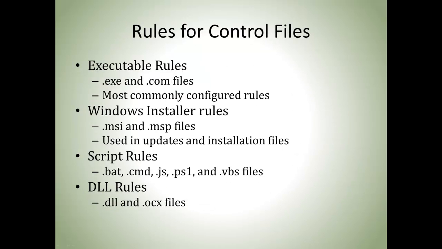Now just to touch on some of the rules for controlling files in Applocker. The first is an executable rule. This controls the .exe and .com files. This is obviously the most commonly configured rule because it controls most of the programs you're going to run on a computer. Most of those are going to have .exe or .com files that are going to be the programs that run. You also have Windows installer rules. This covers .msi and .msp files. These are your Windows update files, Windows installer files.